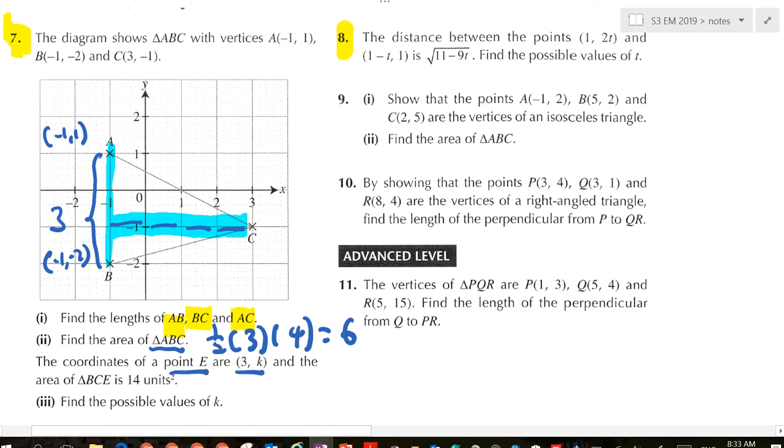Coordinate E is (3, k). And the area is BCE.